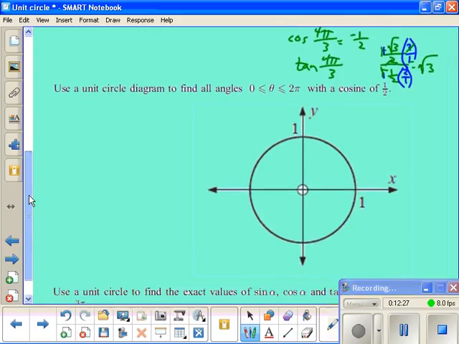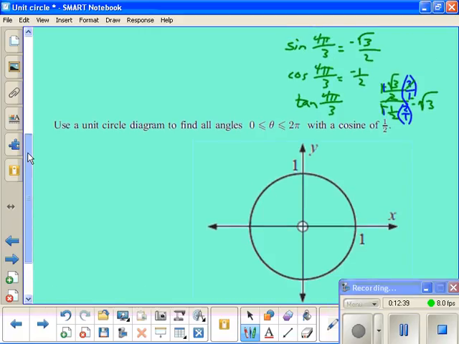All right, now use a unit circle diagram to find all angles from 0 to 2 pi with a cosine of 1/2. We just found that the cosine of 240 degrees is negative 1/2. We want positive 1/2. So with a 60-degree reference angle, 60 degrees would have a cosine of 1/2. But now we want our answer in radians because it's asking for it in radians. It would say 0 to 360 if it wanted it in degrees. So this is pi over 3.